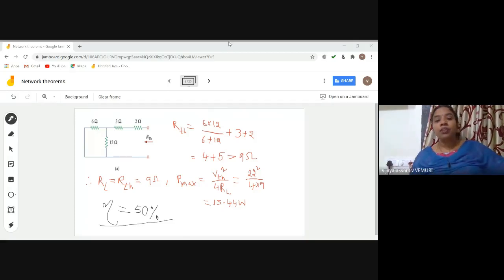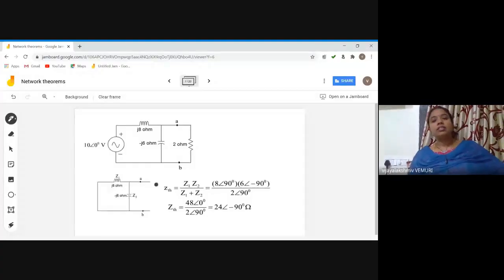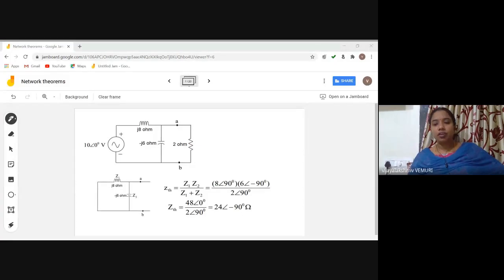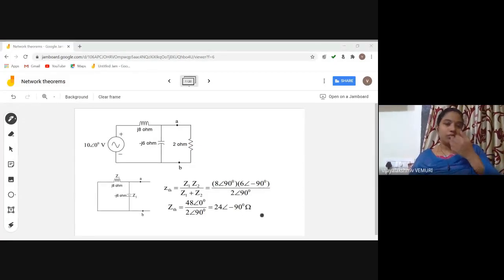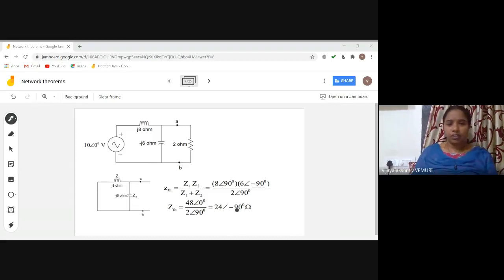Okay, now I am shifting to another problem which is related to AC. I'll be continuing with the Jamboard itself. This is a circuit which is now given, an AC circuit, and you are asked to find out what the load resistance value is. If you just observe here, you could see a voltage source with a symbol.